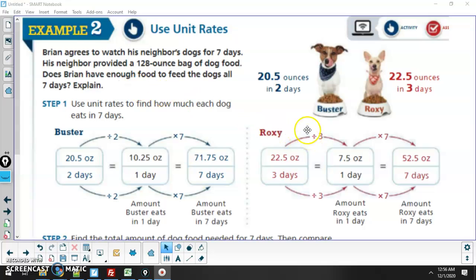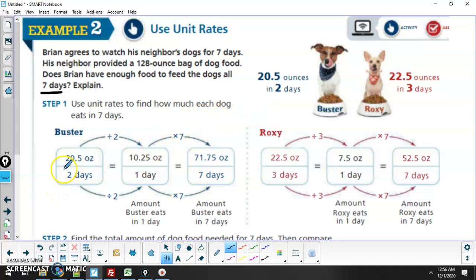All right, so let's see. Well, we have two doggies, Buster and Roxy here, and they have different rates, okay? We need to figure out how much each dog eats per day. Then we can take that and extend it out for 7 days by multiplying by 7. All right, so that's kind of the strategy here. When you have rates that are not unit rates, you want to figure out the unit rate first.